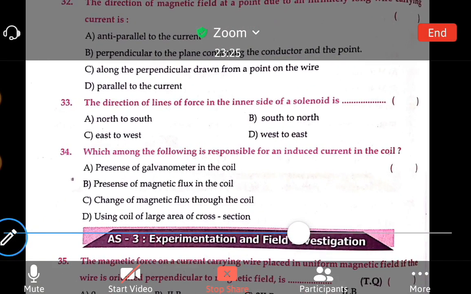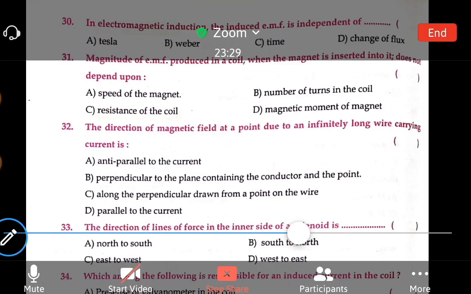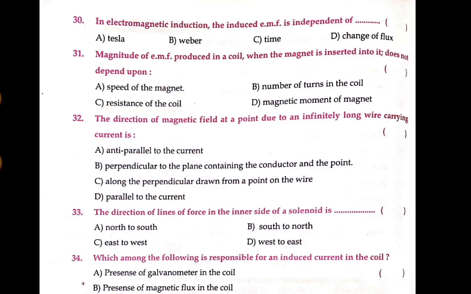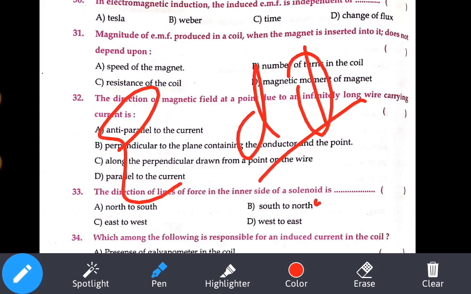Let me zoom it. See, these questions may look a little bit tougher, but they are important. If you know this concept, then if any simple question comes, you can easily choose the correct answer. Okay, let's see the 30th question. In electromagnetic induction, induced EMF is independent of. So induced EMF is nothing but what? Change in flux with respect to time.